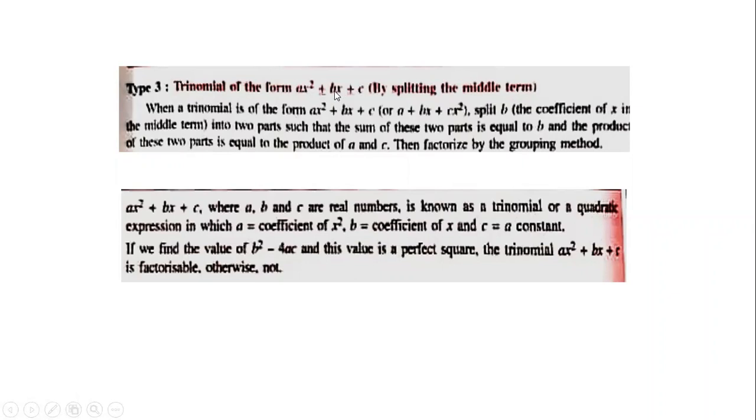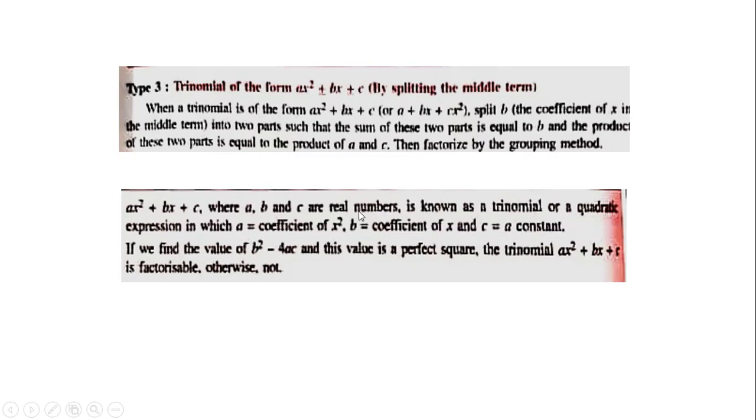And we have to split this middle term in such a way that the sum of these two parts must be equal to b and their product is equal to the product of a and c. Then factorize by grouping method. So if we find that an ax square plus bx plus c type trinomial is there, then we have to split the middle term b in two parts such that the sum of these two parts is equal to b and the product of these two parts is always equal to the product of a and c. Then we have to factorize by grouping method.